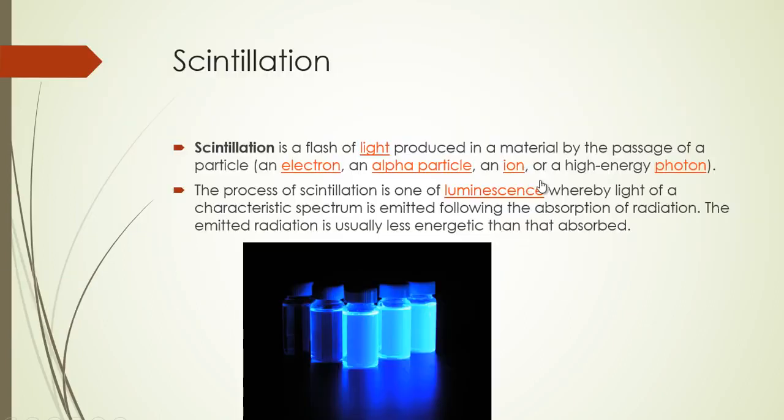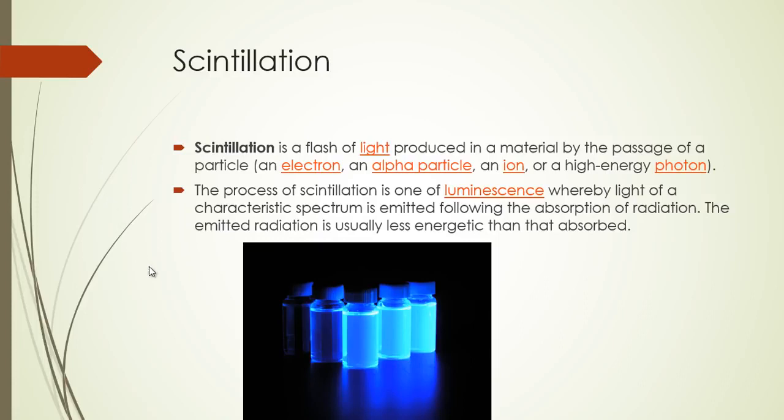Now, before we head on into the working of the scintillation counter, let's be clear on some of the basic definitions and the terms that I'll be using. Scintillation is basically a flash of light produced in a material by the passage of a particle such as an electron, an alpha particle, an ion, or a high energy photon.